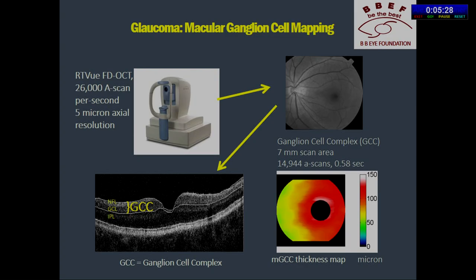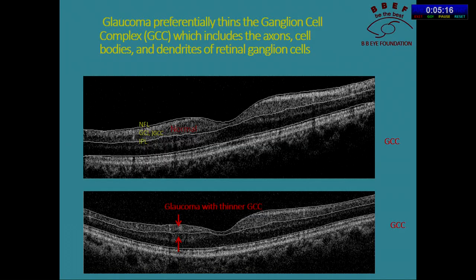And the ganglion cell complex, the 7 millimeter scan area is being done, where you can see the ganglion cell complex clearly and visibly. And on the right hand side, we can see the color coding of the macular thickness map. This is a glaucoma preferential thinning of the ganglion cell layer. It has been known and is proved. And the GCC includes the axons, cell bodies, and the dendrites of retinal ganglion cells.